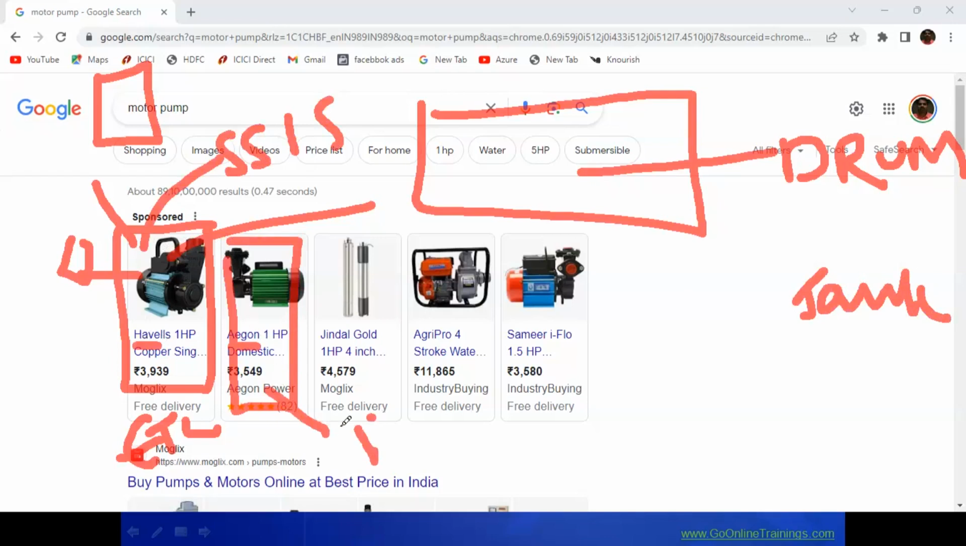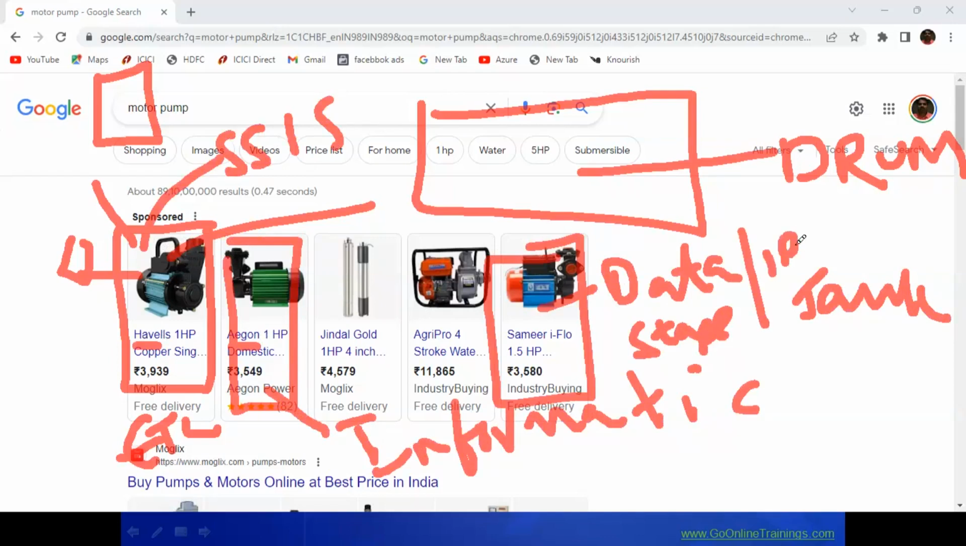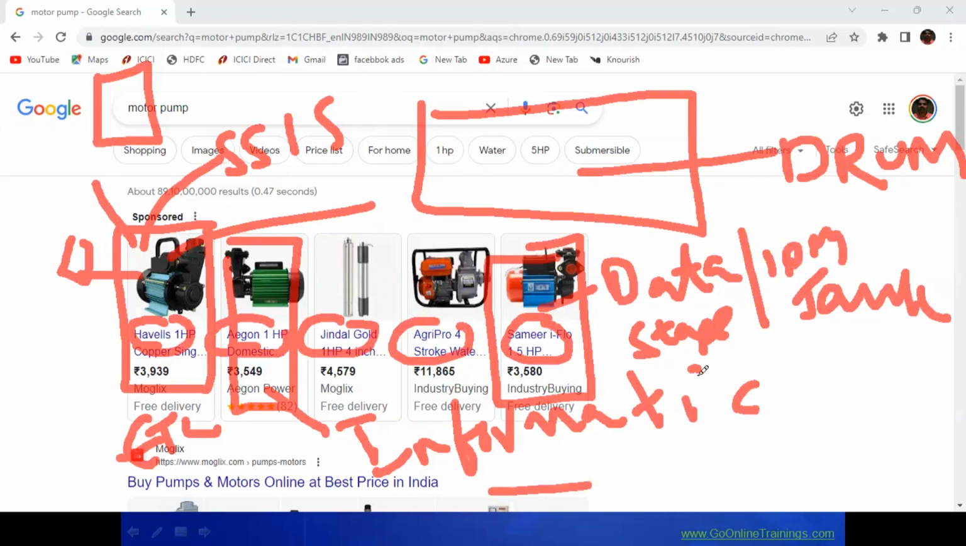You can like Informatica. This is also one more company's ETL tool. So we have a Samir motor pump. We have Data Stage. This is also one more company's ETL tool, an IBM company ETL tool. Clear? So we have different companies, motor pumps are available. Jindal, Agri Pro, Samir. Like that, we have SSIS, we have Informatica, we have Data Stage, we have Talend. Okay, all of them are the ETL tools only.